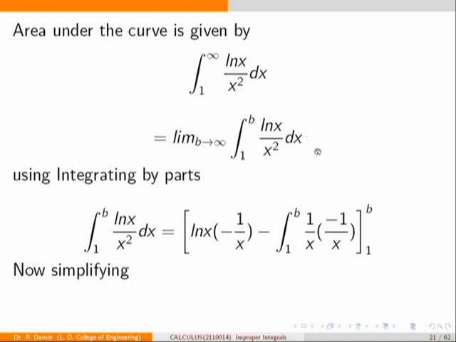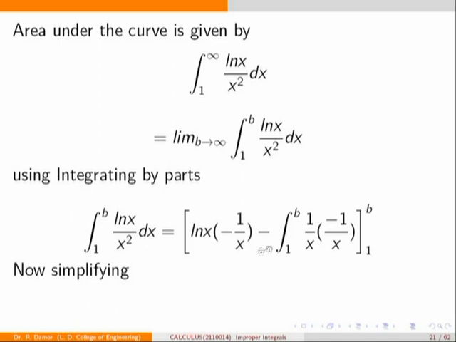You know that in integration by parts, the integration of u v dx can be written as u times the integration of v dx, minus the integration of du by dx times the integration of v dx. So I can use u as it is, ln x, times the integration of 1 upon x square, which is minus 1 upon x, minus again the integration of the derivative of ln x, which is 1 upon x, times minus 1 upon x, between the limits 1 to b.